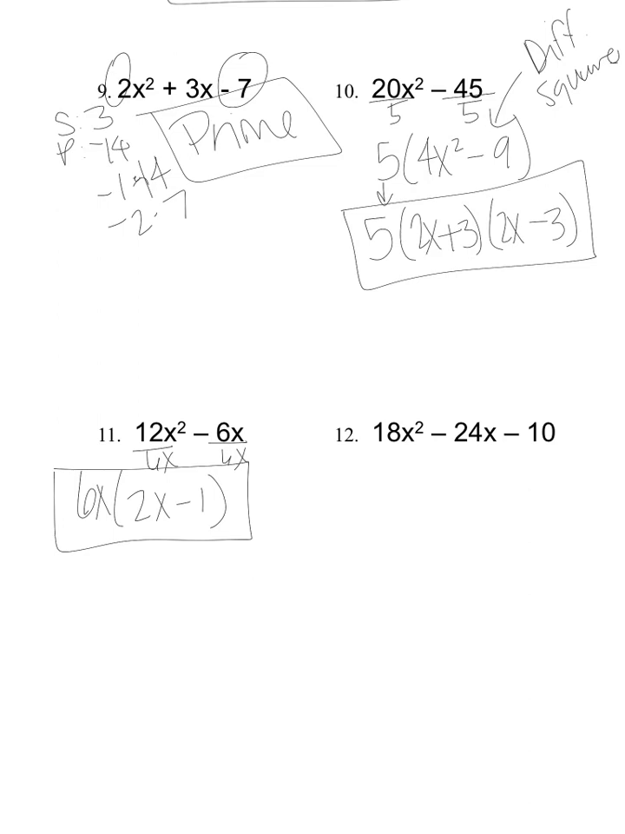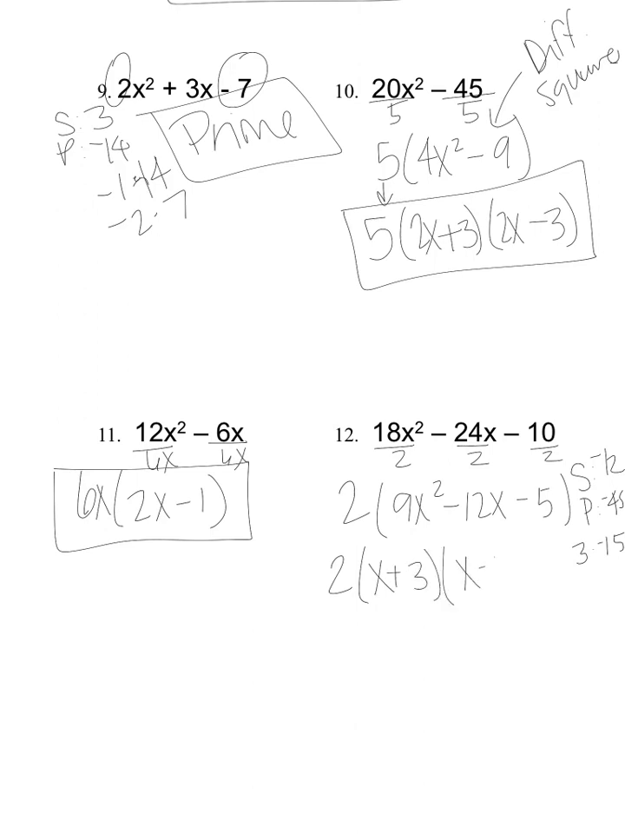Okay, last one. GCF of these 3 would be a 2. So that would leave you with 9x squared on the inside of parentheses minus 12x minus 5. Notice inside parentheses you have 3 terms. We want the sum to be negative 12, and the product to be negative 45. So that would be 3 and negative 15. So x plus 3 and x minus 15.